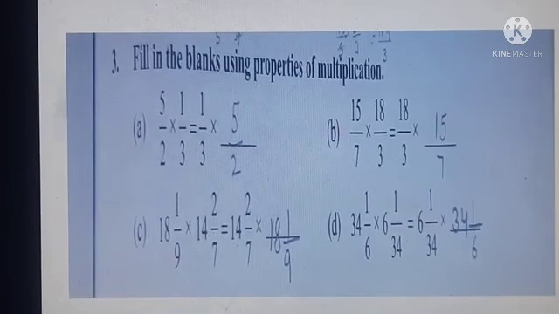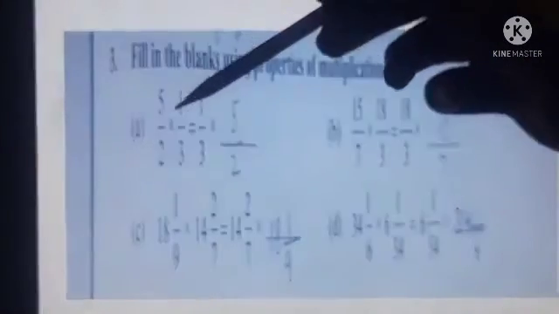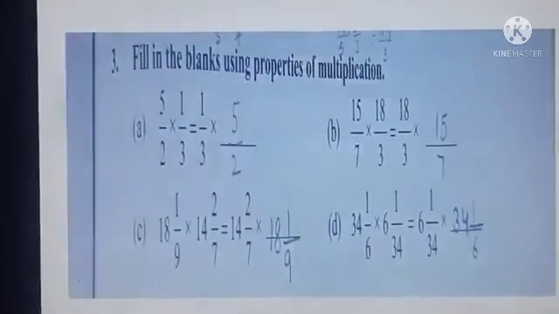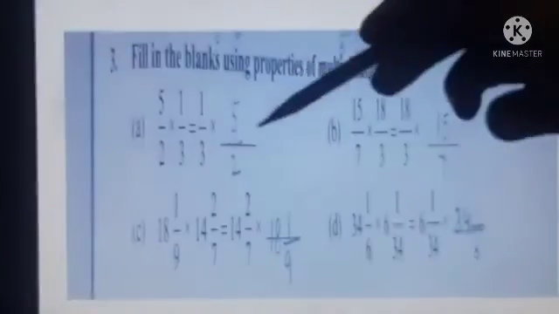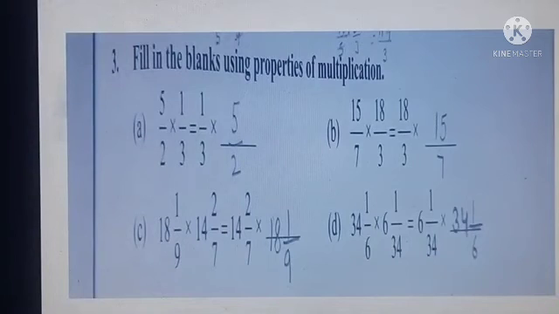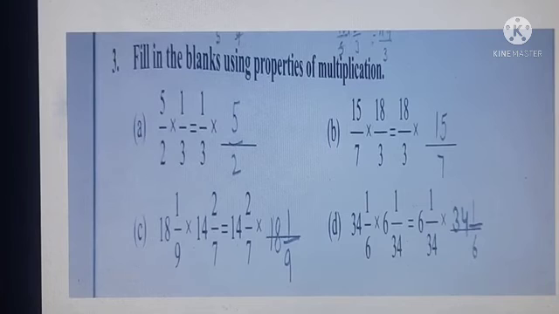Now we will do question number 3. Question 3 is filling the blanks using properties of multiplication. We have done the property, so let's do these fill-ups. A part: 5 upon 2 multiply 1 upon 3 is equal to 1 upon 3 multiply dash. Now we have done in our first property that changing the order of fractional numbers does not change the product. Right? So if we are changing the order, then there is no change in the product.